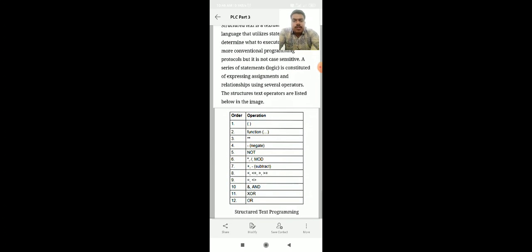Then we have seen structured text programming, in which the text with the logic is arranged in series, in a statement manner. So I think we have covered some basics of PLC programming, and which types of PLC programming are basically used.